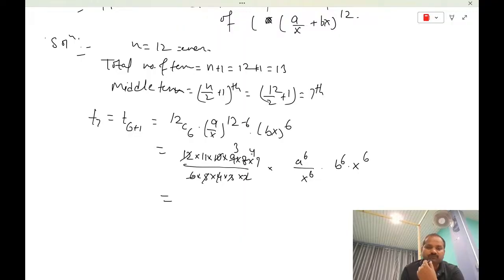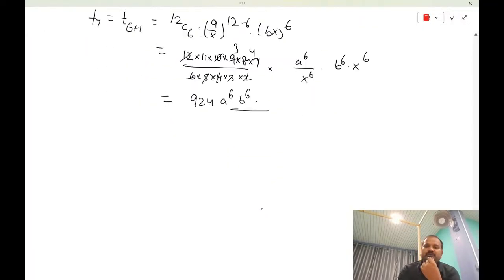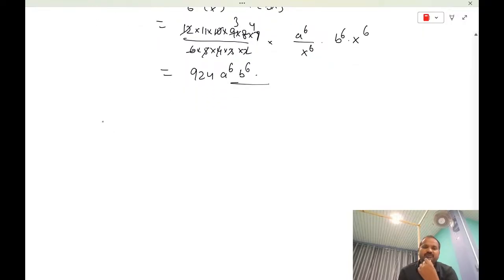33 into 4 is 132, 132 into 7 will become 924, a to the power 6 and b to the power 6. This will be the middle term. So without expanding, we can find the middle term. Now we will see the next question about this one.